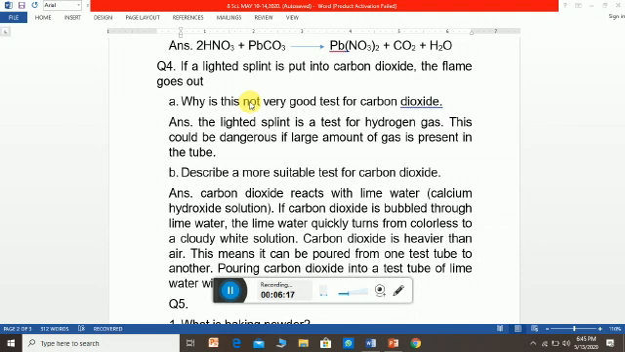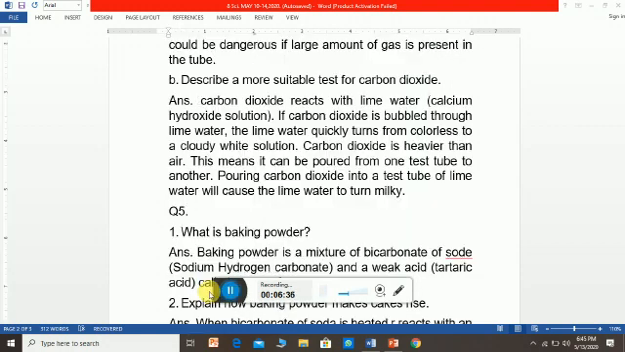The second thing is to describe a more suitable test for carbon dioxide, which is colorless and odorless. Carbon dioxide reacts with lime water. Whenever we mix carbon dioxide with lime water, it quickly turns from colorless to a cloudy solution, and this is how we can test for carbon dioxide.